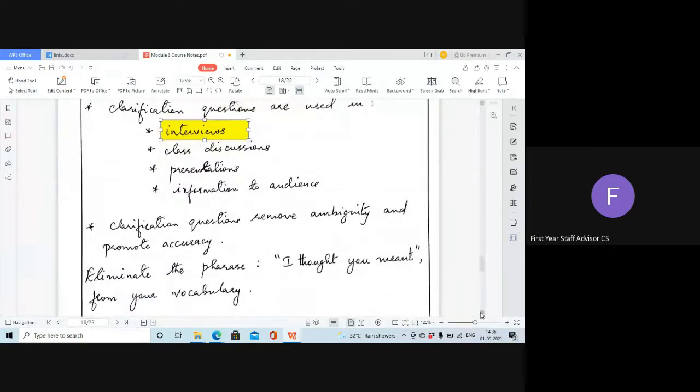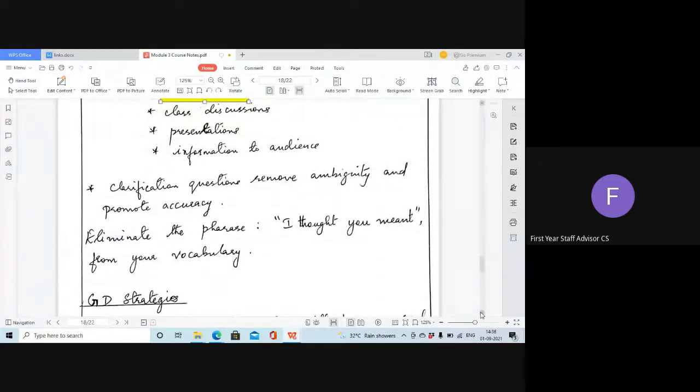Clarification questions remove ambiguity. That is, if you are asking questions, you will be able to clear your doubts, so that will eliminate ambiguity. Ambiguity means assuming something. If there are three people in a discussion, all three may not understand the matter in the same way. They will take the same matter in different ways, and that is called ambiguity. Understanding the same matter in different ways is known as ambiguity.